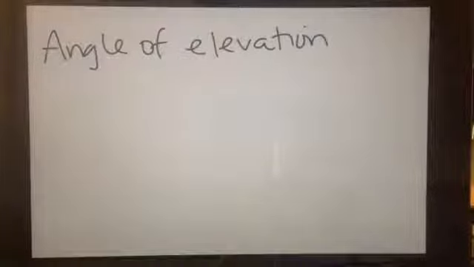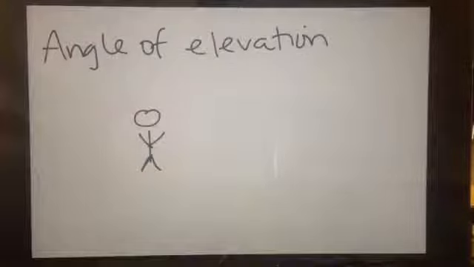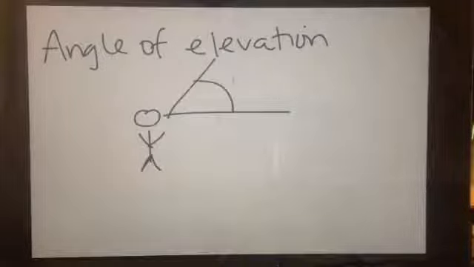And anytime you see that in a problem, here's your little stick figure, they'll usually talk about the angle of elevation of their eyes or something, or the sun or whatever. So the angle of elevation is your eyeballs are looking straight out and the angle goes up like this. So that would be your angle of elevation.